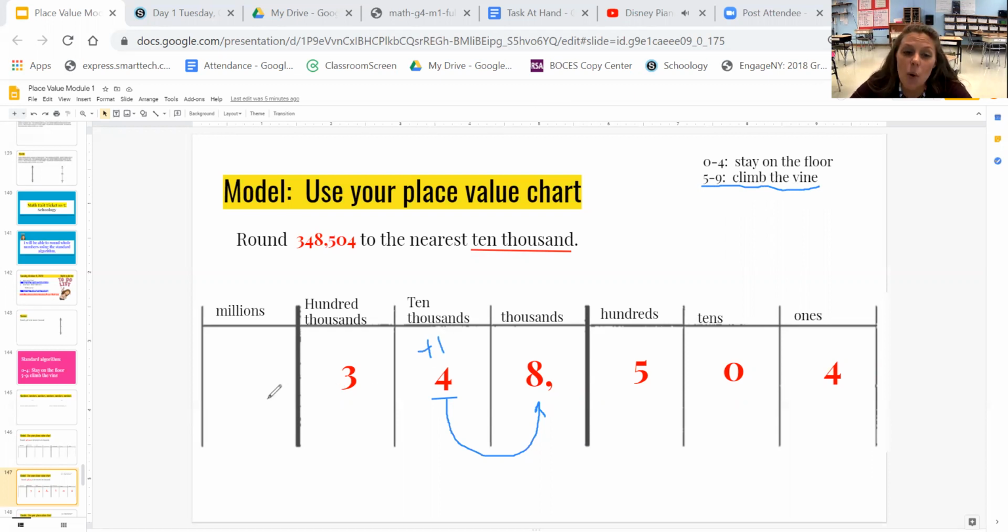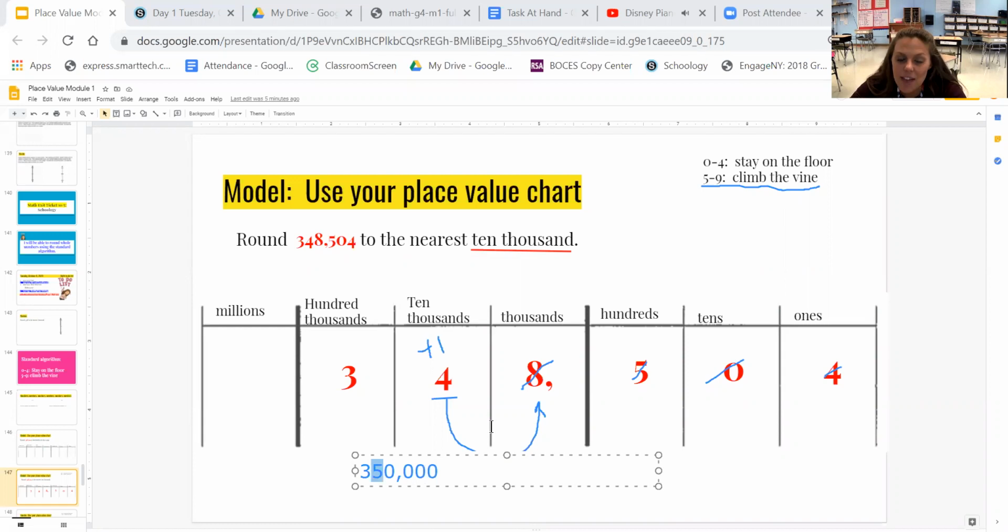The numbers before it, if there are any, in this case there's 1, will stay. We're not going to change that because we're not rounding that digit. We're just rounding this digit. And all the numbers after become zeros. So we have 350,000 is our new answer.